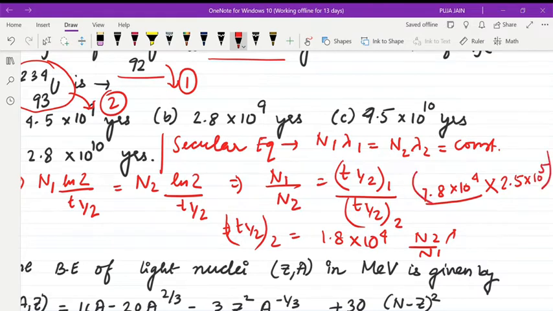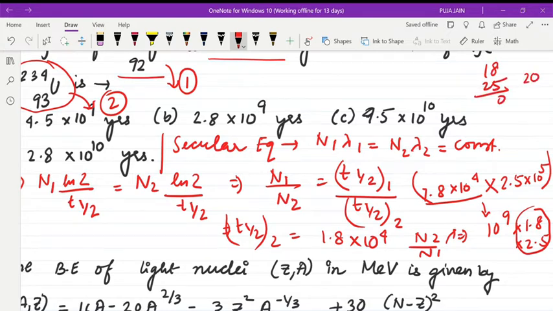So this calculation we will do, and we will get 10 to the 9 into 1.8 into 2.5. You can do this calculation in your calculator. Also, I think everyone knows the 25 table. 25 times 8 is 200, and 25 times 1 is 25, so we get 45, and there is a decimal, so 4.5. So we will get 4.5 into 10 to the power 9 years.